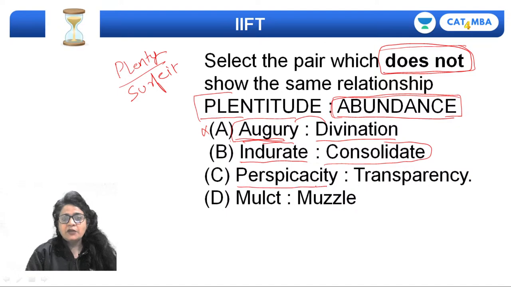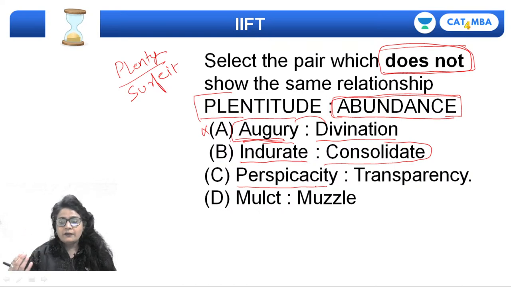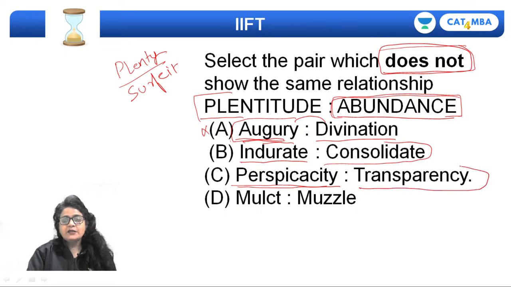Perspicacious is somebody who is very intelligent. A person who is perspicacious can see through things. He is extremely gifted in terms of understanding things. He can see through things very clearly. So perspicacious is a person who is extremely sagacious, full of wisdom. Perspicacity is also with clarity. Perspicacity in your argument. There has to be perspicacity in your writing. That means clarity, lucidity, so that I can understand what you are writing. Right? So transparency is also the same. Clarity. Answer is D. This is not synonymous. All other words are in a way synonymous. D is not sharing synonymous relationship. Answer is D.